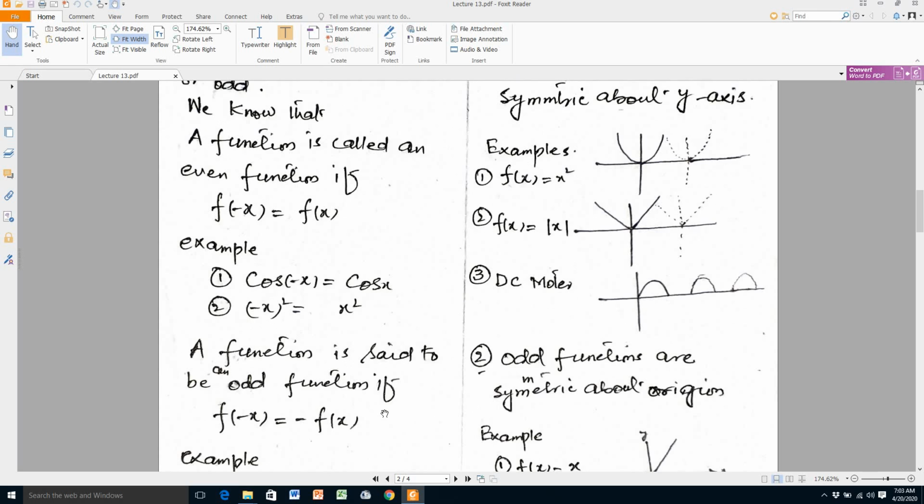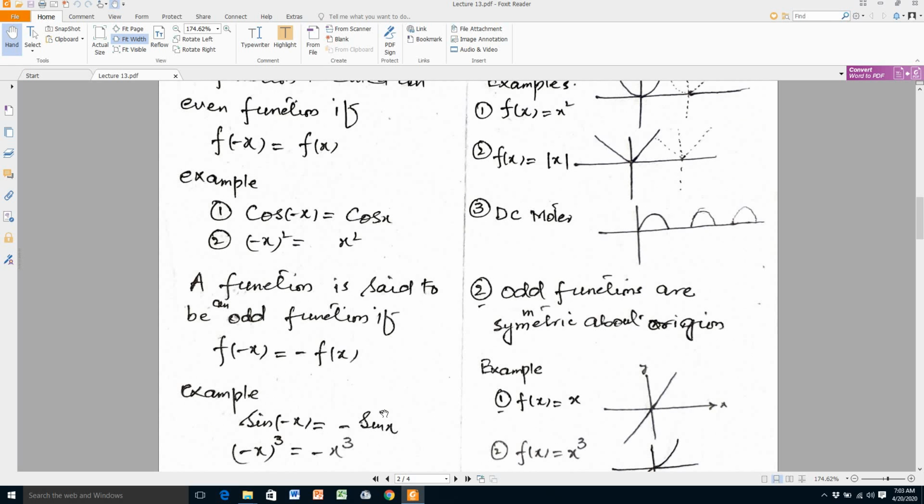Similarly, a function is said to be an odd function if f of minus x is equal to minus f of x. And in this regard, the examples are sine minus x is equal to minus sine of x, and then minus x whole cubed is equal to minus x cube.